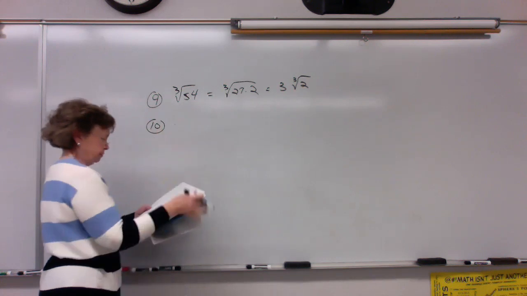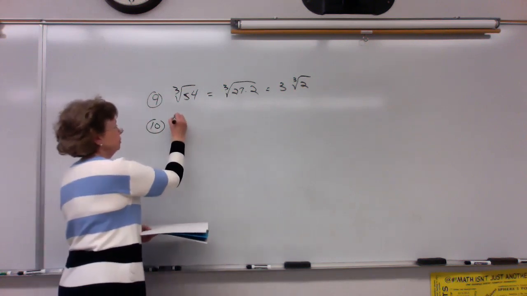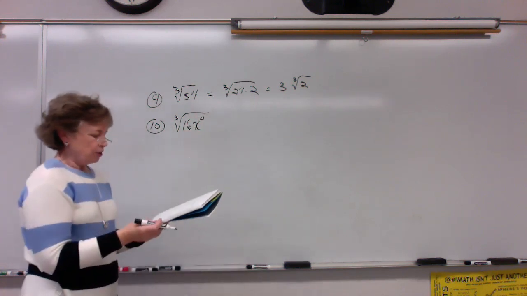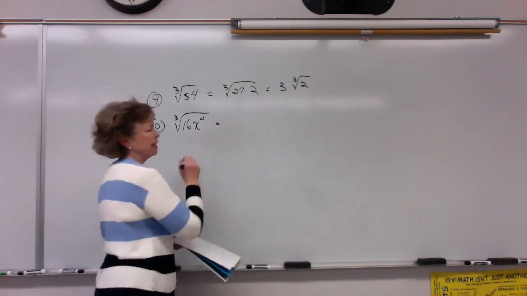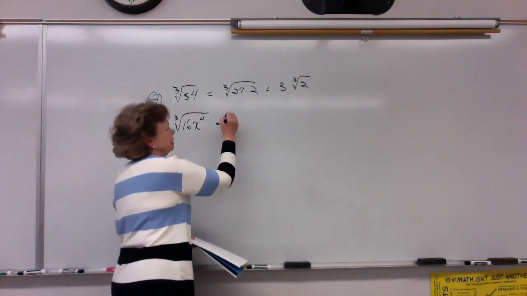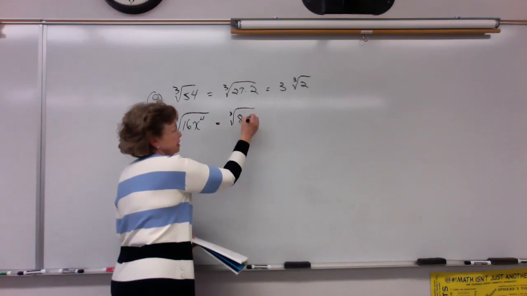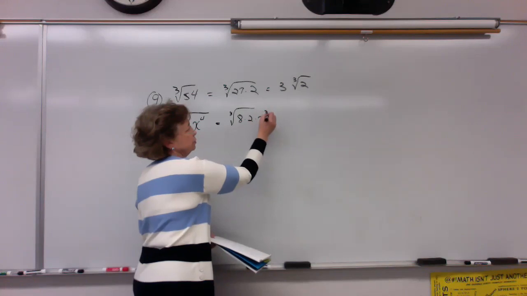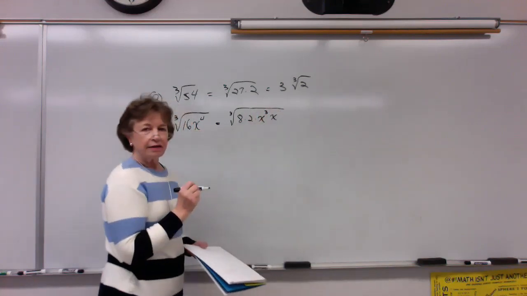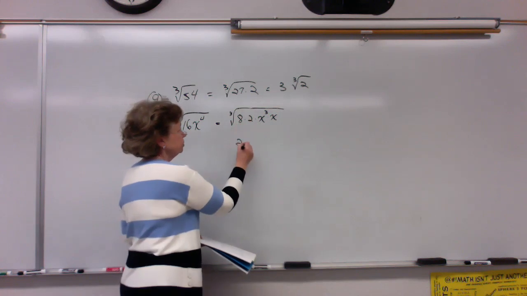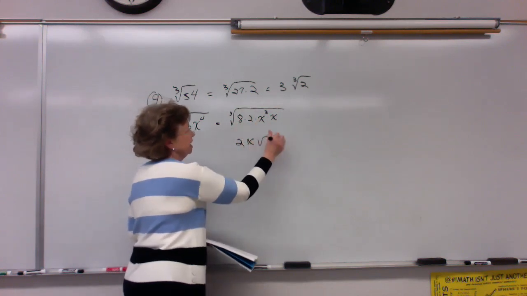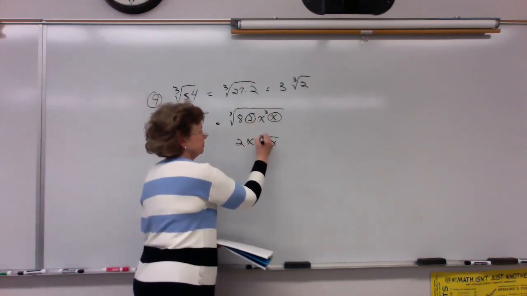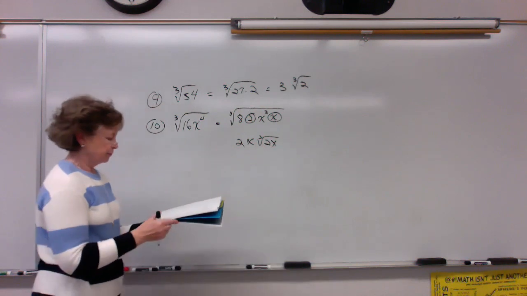Looking at number 10, you have the cube root of 16x to the 4th. Well, cube root of 16, how can we think about that? Think of it as cube root of 8 times 2, so I've got a perfect cube there. And x to the fourth, I can think of as x cubed times x. And so when I simplify, the cube root of 8 is 2, cube root of x cubed is x, and underneath that radical are the things that didn't have a cube, so 2x times the cube root of 2x.